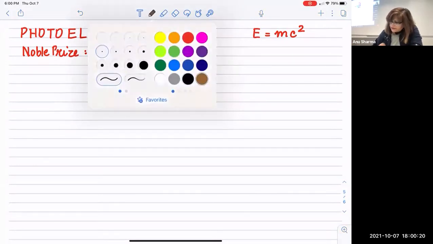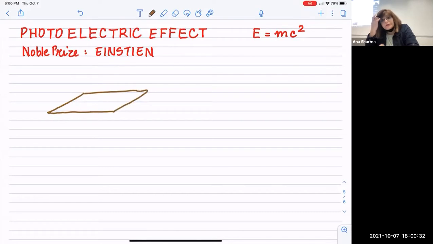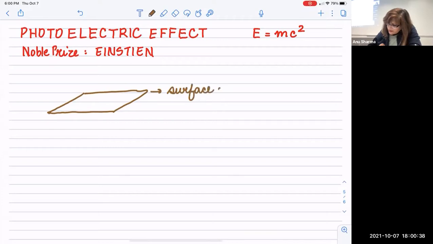Very interesting. Okay, you take a surface of metal, a very thin sheet of metal. Because remember, metals can be made into thin sheets, very malleable. So this is the surface of a metal. And in this case, you can take any metal, and it will still work.